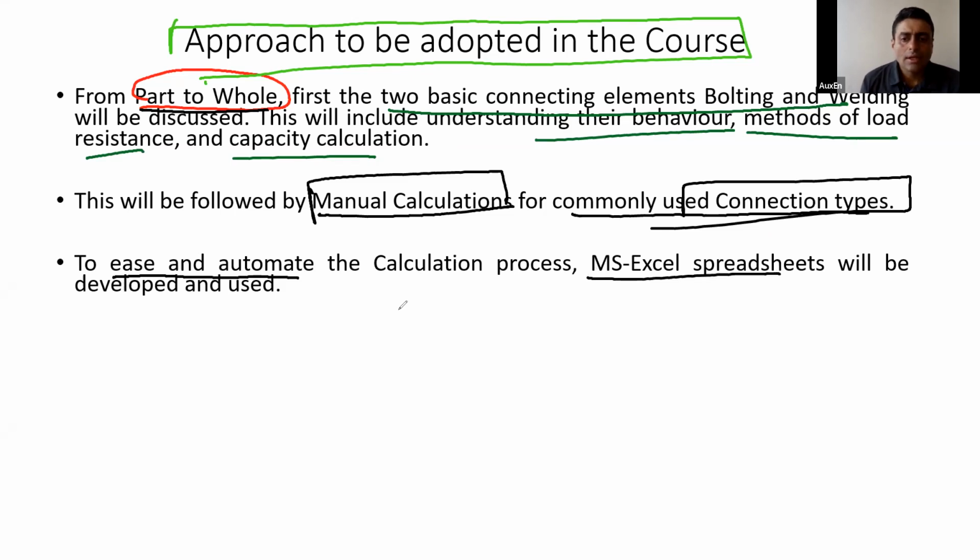As I told you, it's not convenient to develop an Excel spreadsheet for each and every connection, but we will do it for the connections which are commonly used. For commonly used types, we will develop Excel spreadsheets. This will automate our process and ease the process. And we will verify and cross-check our Excel sheet with the manual calculation. That will give us good confidence. This is what we will do.